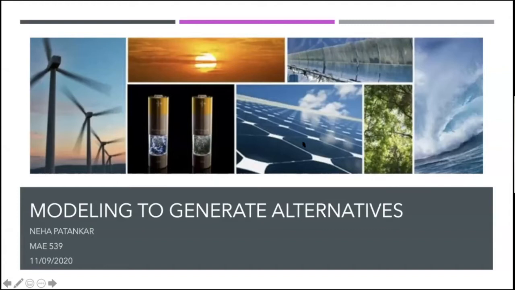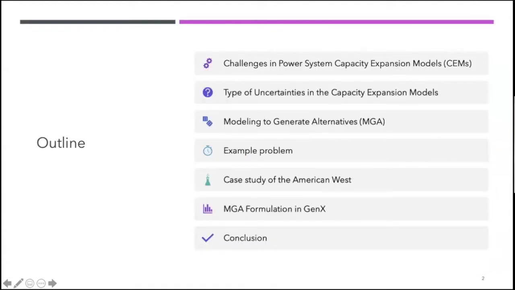So for the outline of this lecture, we'll first again go through the challenges for capacity expansion planning, different types of uncertainties, we already talked a bit about that before. Then we'll go through different formulations for MGA. We'll go through the example problem that we went through for the last lecture, and then we'll talk about a case study for the American West.